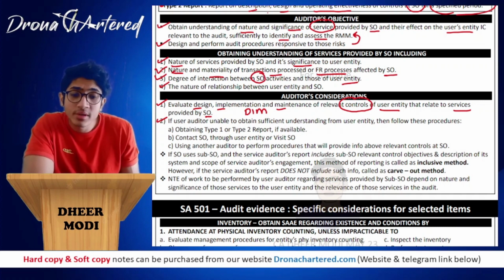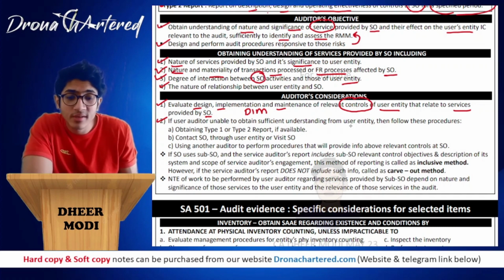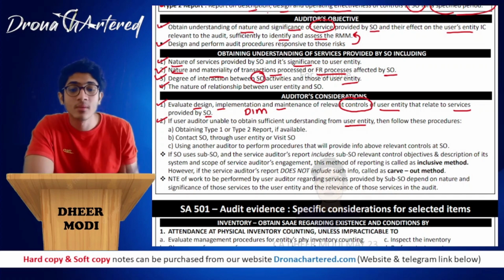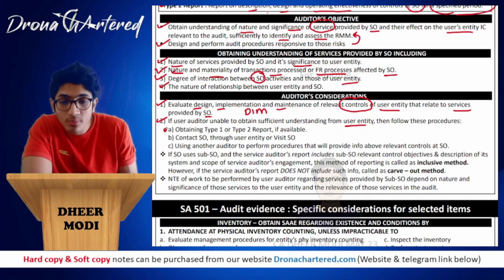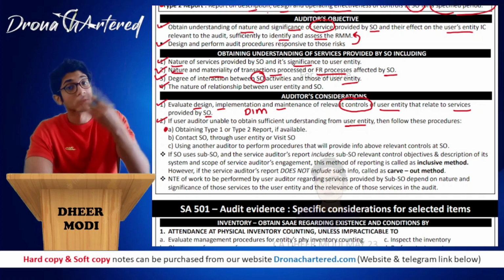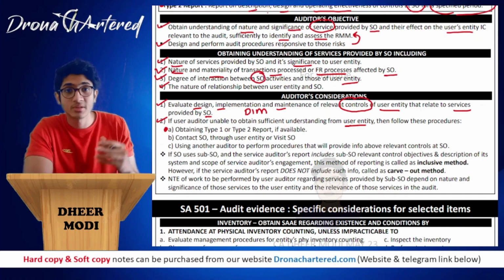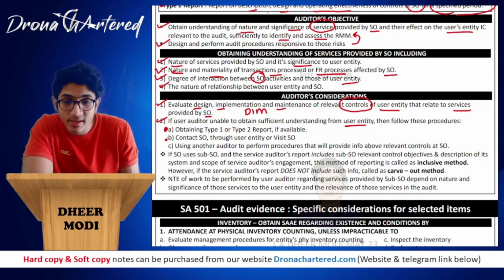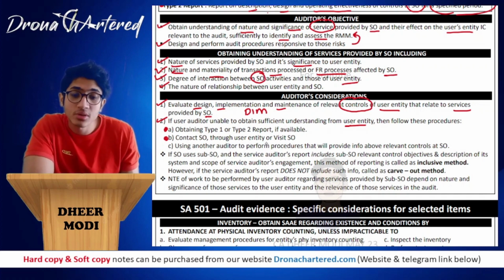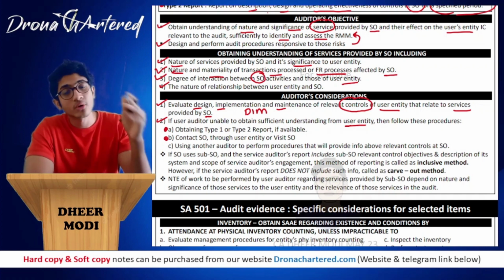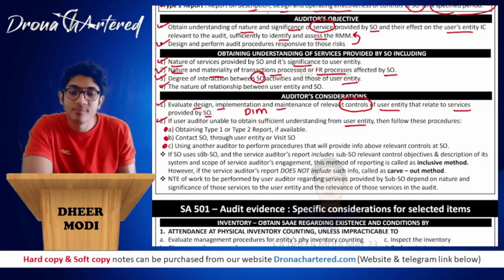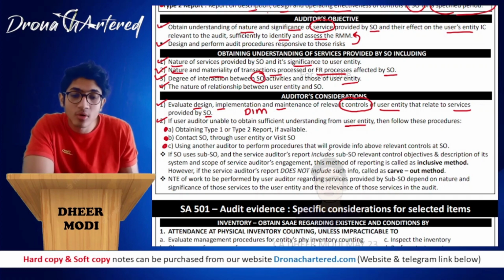What is the second point? If the user auditor is unable to obtain sufficient understanding from the user entity, then what will he do? First, he will obtain a type 1 or type 2 report if available, because this is the audit report of your service organization. It will help you understand better how the service organization is functioning. Second is contact the service organization through the user entity. Either you can contact the service organization itself through the user entity, or you can visit the service organization. And third point is using another auditor to perform audit procedures.